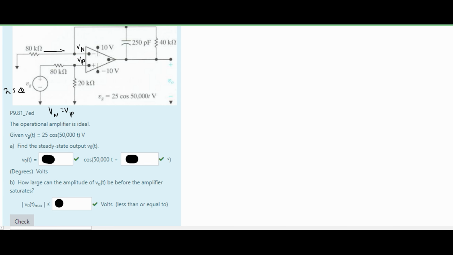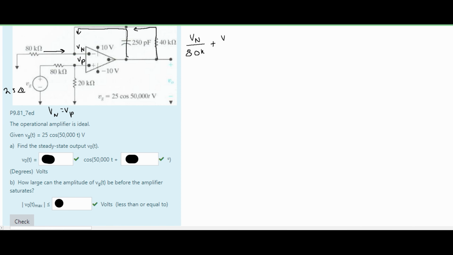We know we have some current over this resistor, so we are going to have our Vn over our 80 kilo ohm resistor. I'll just write this as 80k right now. We know that we have some negative feedback coming this way because of how it's connected. We have some negative feedback over our capacitor. We have some negative feedback over our resistor. So we have to add these together.